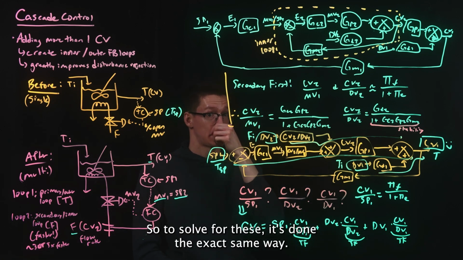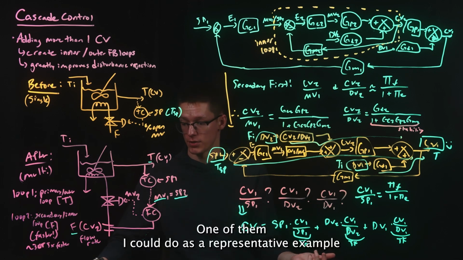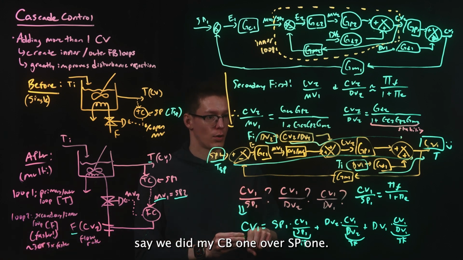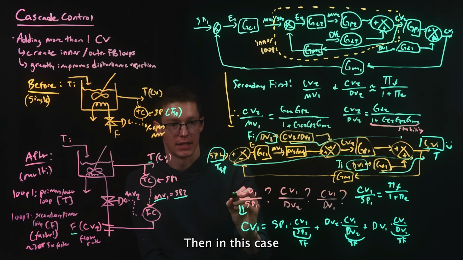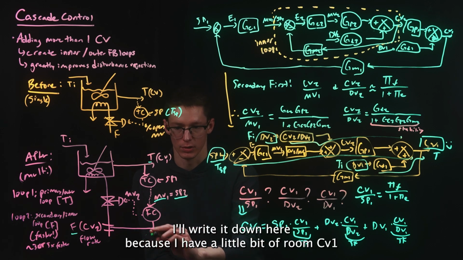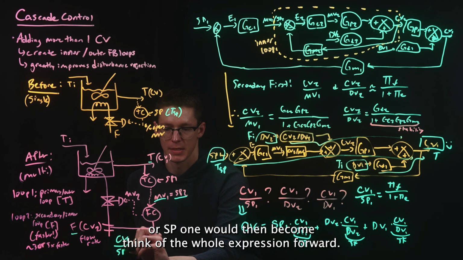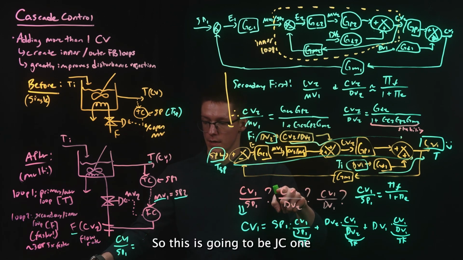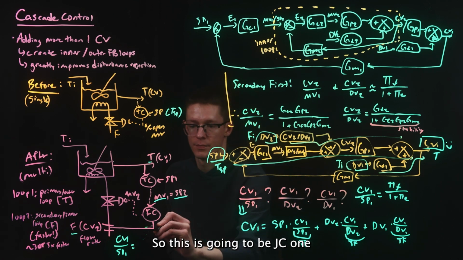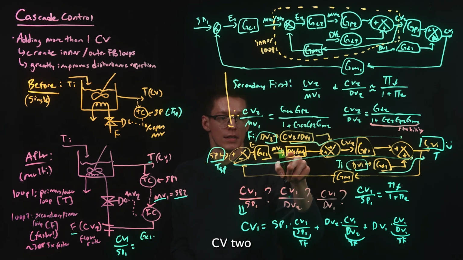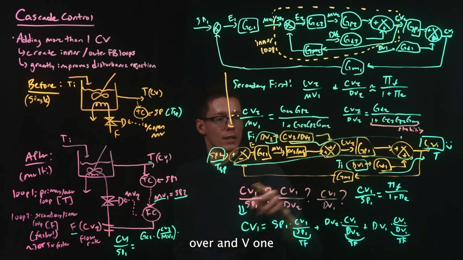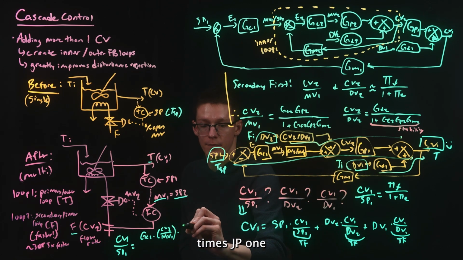So to solve for these, it's done the exact same way. One of them I could do as a representative example. Say we did my CV1 over SP1. I'll write it down here because I have a little bit of room. CV1 over SP1 would then become, think of the whole expression forward, GC1 times CV2 over MV1 times GP1.